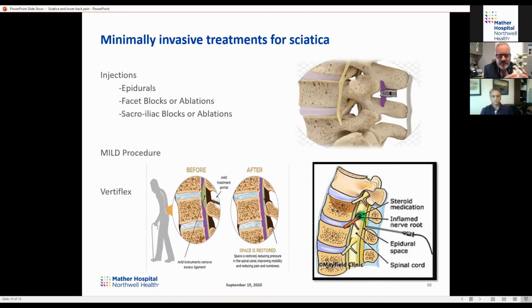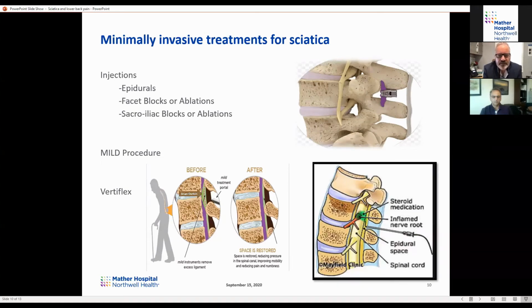For spinal stenosis, lumbar spinal stenosis, where the canal in the middle of the spine is crimped down, like in the pictures we saw a few slides ago, there are 2 minimally invasive treatment options that we offer at Mather: the MILD procedure and the Vertiflex procedure. The MILD procedure stands for minimally invasive lumbar decompression, and that addresses a cause very common in folks as we get older, the ligamentum flavum, which you can see in the arrow I just put there, that green structure in the cartoon.